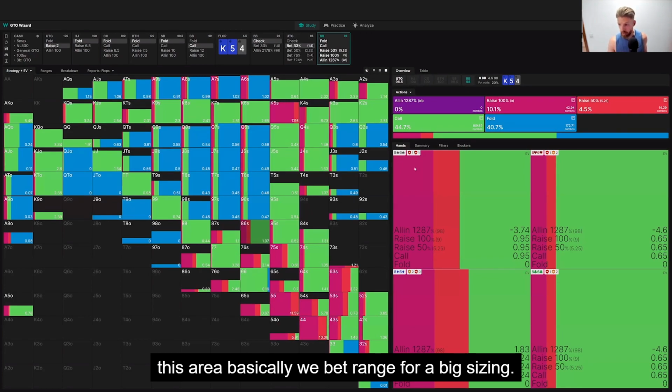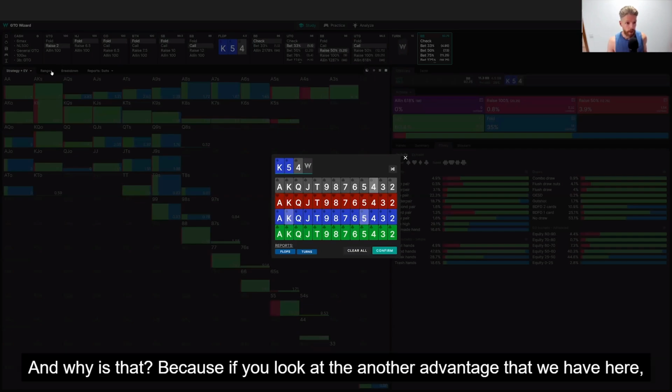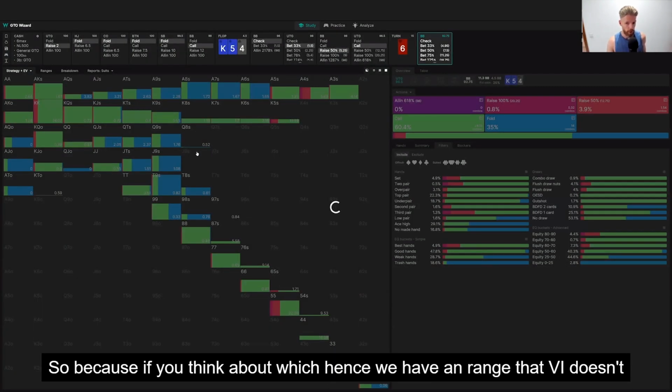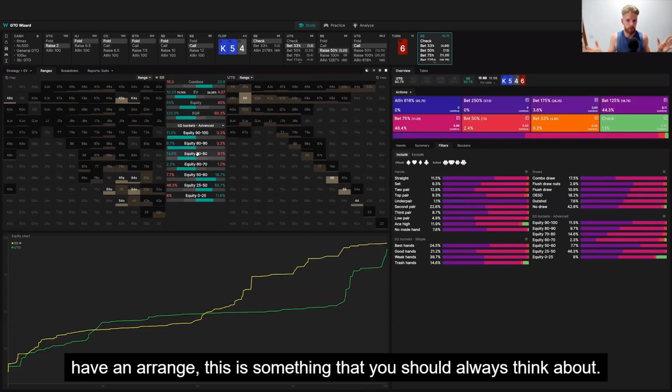Basically, we bet range for a big sizing. And why is that? Because if you look at the nut advantage that we have here, it's huge. We have a huge nut advantage. If you think about which hands we have in our range that villain doesn't have in their range, this is something that you should always think about.